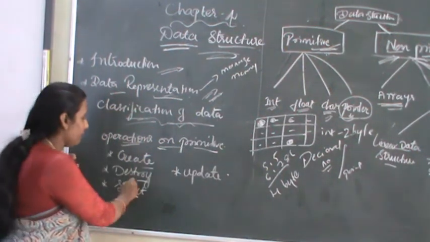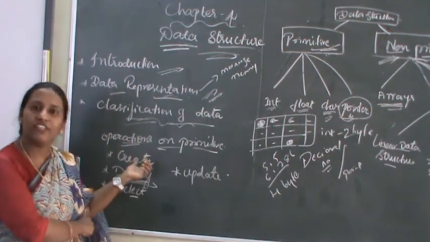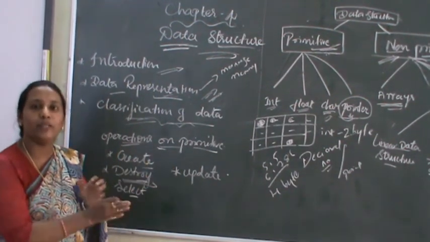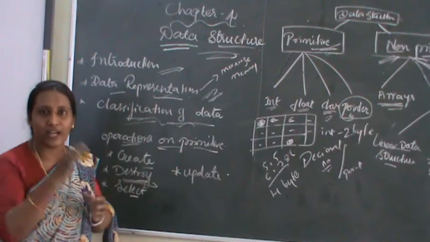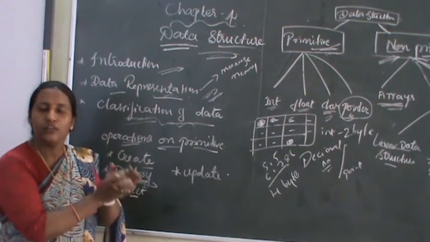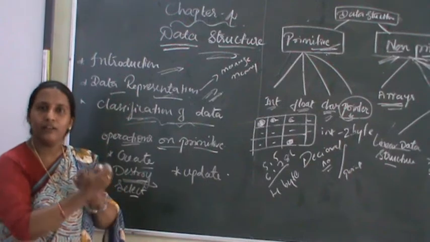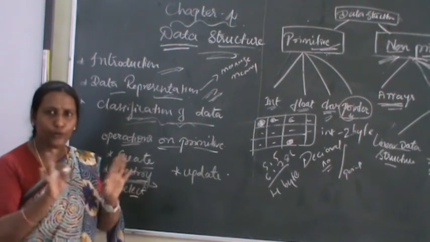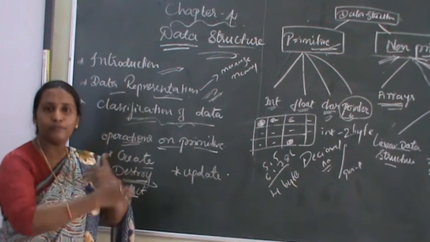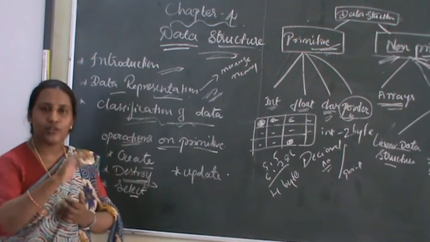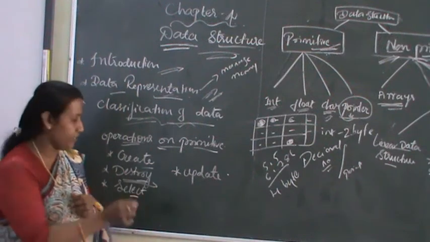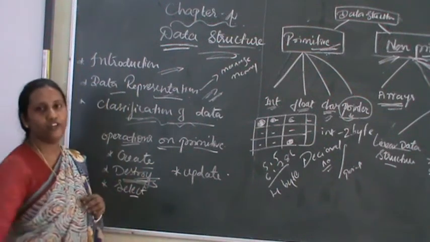Okay, next we have the destroy operation. Whatever memory is allocated by the create operation will be destroyed automatically. Destroyed means removed. Whatever slots have been given in memory will be taken back automatically after the processing. We are not doing anything; the machine itself allocates the memory, and after performing all the tasks it takes back the whole memory that it allocated. That is called the destroy of the memory.